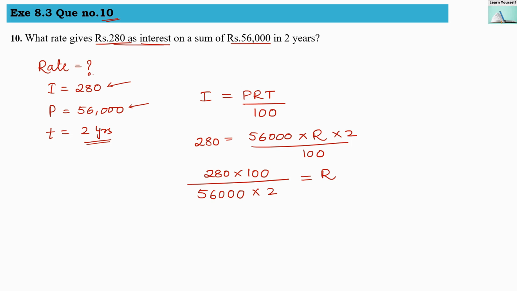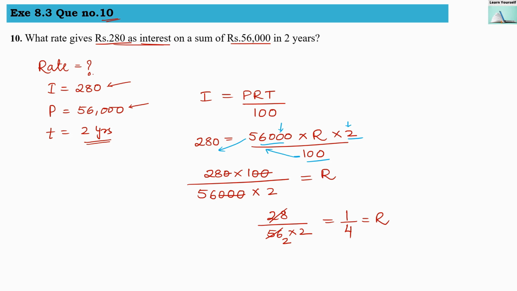As we have changed the side for 56,000, 2 and 100, these two are in the numerator, so they will go to the denominator, and 100 is in the denominator, so it will go to the numerator. Now let us solve this. So 30 will get cancelled with this 30. So we got here 28 divided by 56 into 2. 28 2s are 56. So equals 1 divided by 4 equals R.